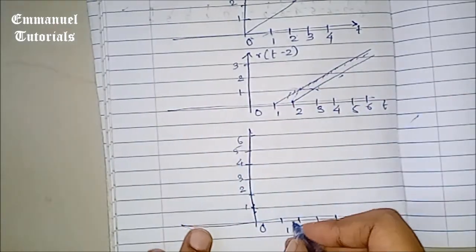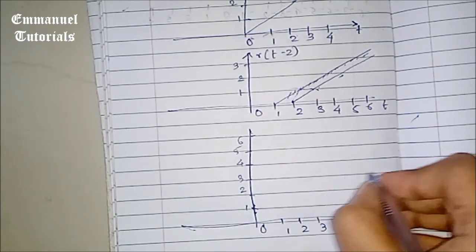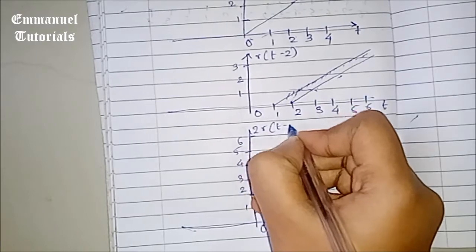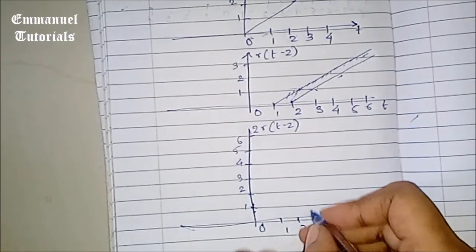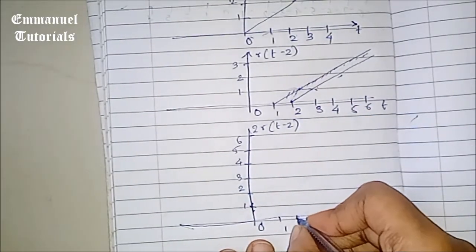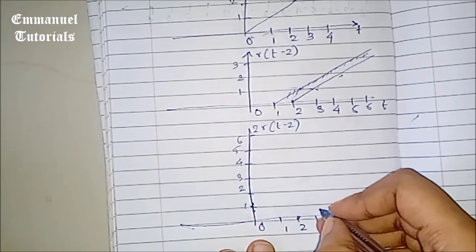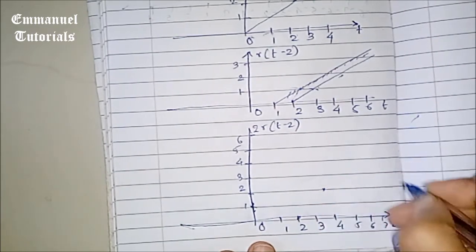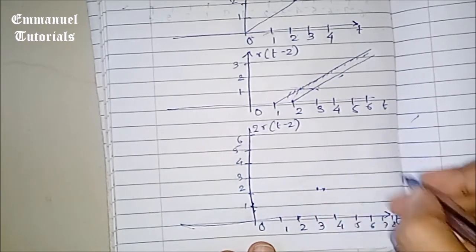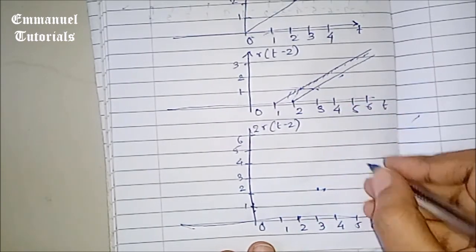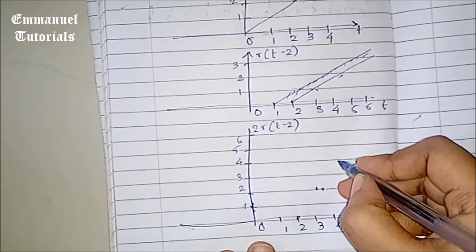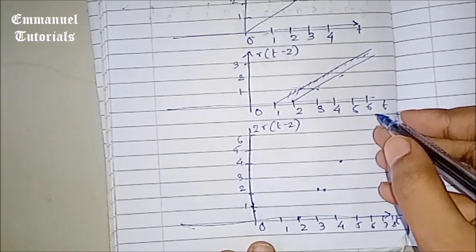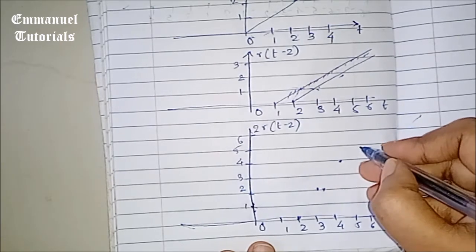Six and so on. Here also you can draw more points. It will help you to easily understand. Now at 2, what did we say? Amplitude is 0. At 3, what did we say? Amplitude is going to be 1 into 2, which is 2. At 4, amplitude is going to be 2 into 2, which is 4. At 5, amplitude is going to be 3 into 2, which is 6.